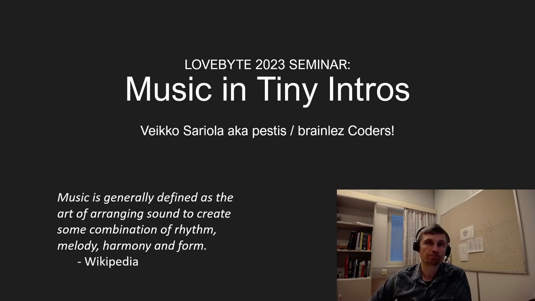Now, what is music? Music, according to Wikipedia, is generally defined as the art of arranging sound to create some combination of rhythm, melody, harmony, and form. So let's pick apart a few of these words. Let's start with the rhythm. The rhythm, to put it simply, means that notes have finite length, and there are also rests and silence too.